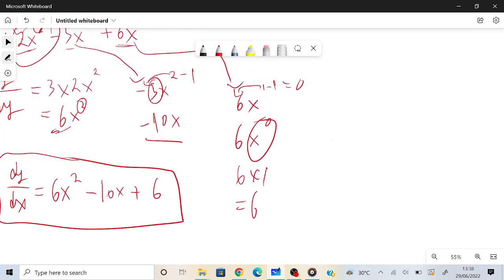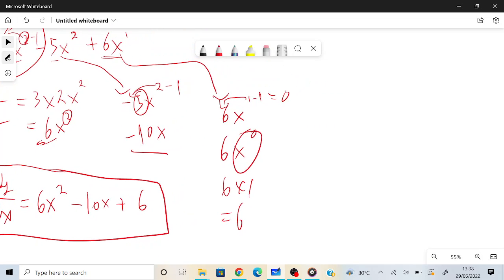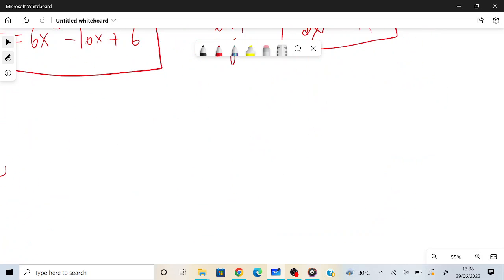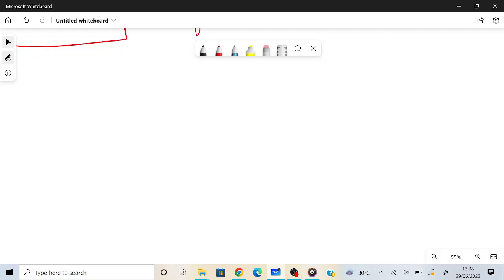And this does bring us to another rule that suppose if y is equal to kx, saying k is any number, your dy/dx will always be k. So this is another rule that should be remembered. And on to the final example for basics of differentiation.